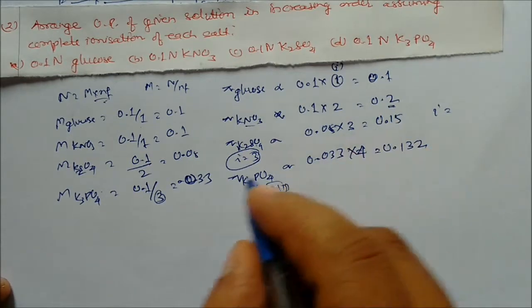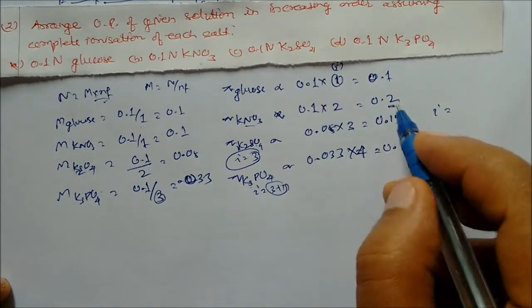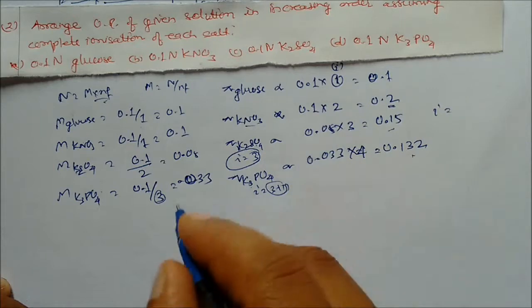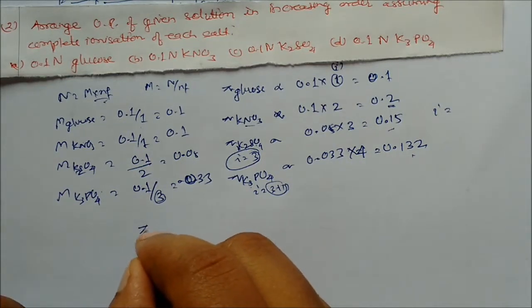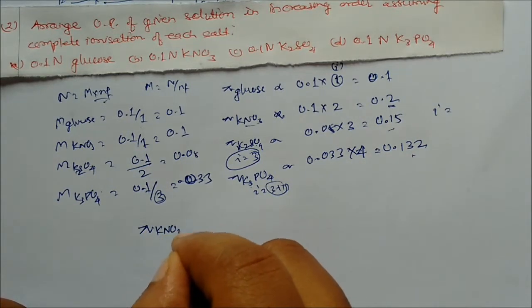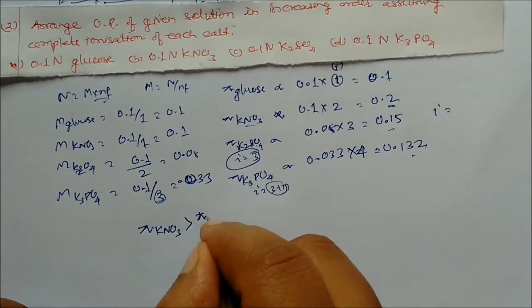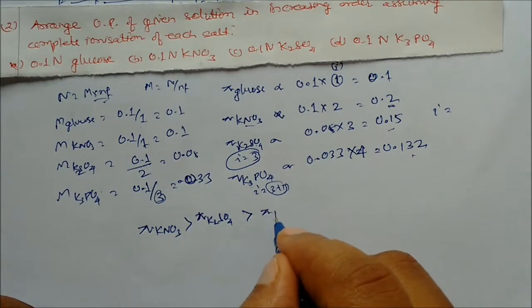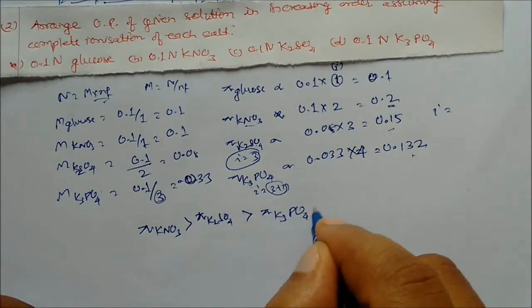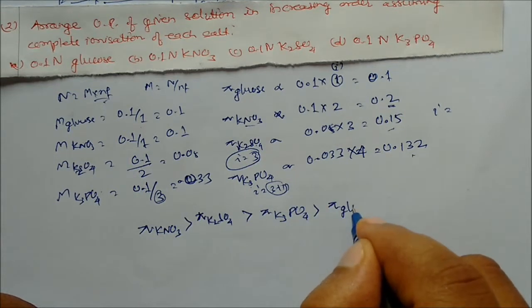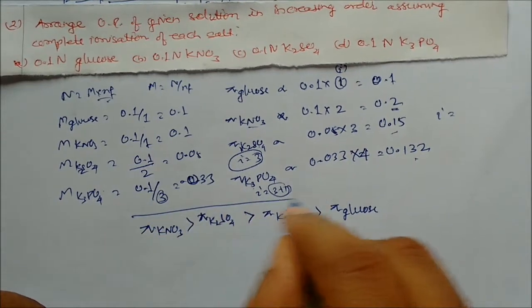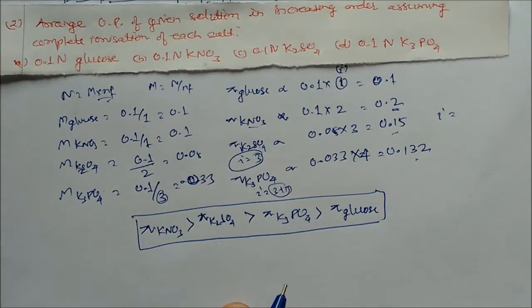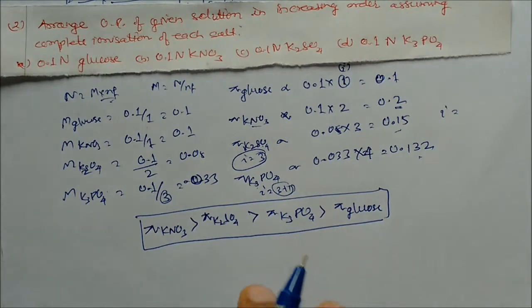So this is the highest, followed by 0.2, followed by 0.15, then K3PO4, and last is the glucose. So we can write here that pi of KNO3 is greater than pi of potassium sulfate, and this is again greater than pi of K3PO4. Again, this is greater than pi of glucose. So this is our base result. This is the arrangement of the osmotic pressure according to the ionization of the solution.